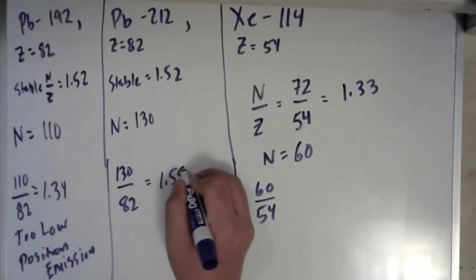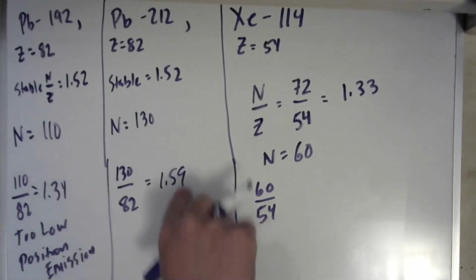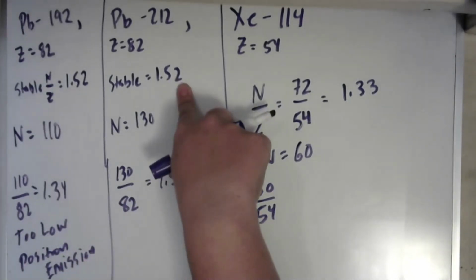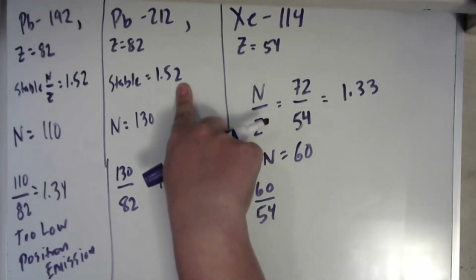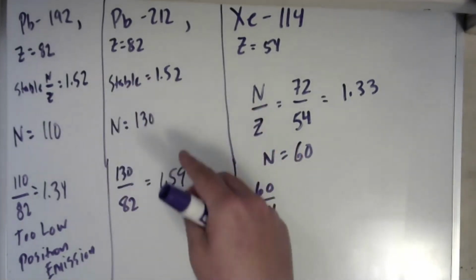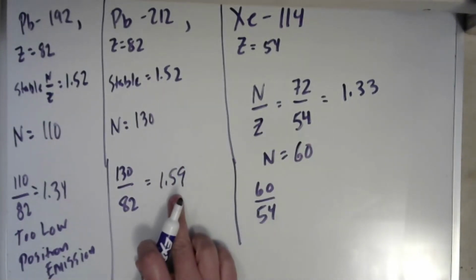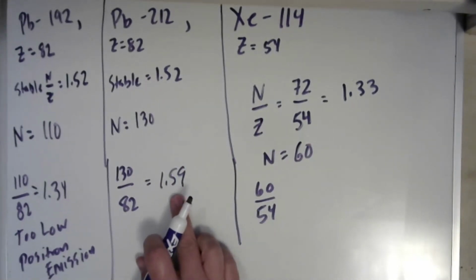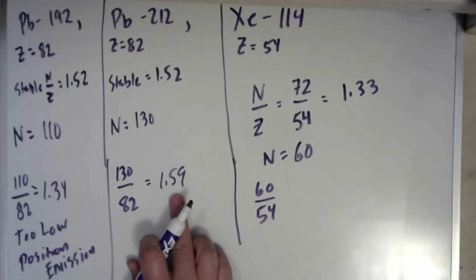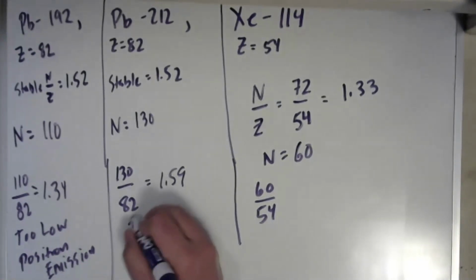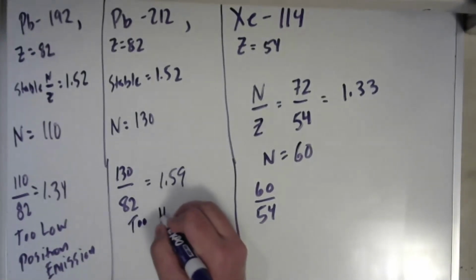For this value here, we have 130 over 82, and that's going to be 1.59. 1.59 is too high for this one, right? We said it was around 1.5, like 1.50, 1.51, 1.52, something like that. But 1.59 is a lot closer to 1.6 than 1.5. So this is still going to be too high, and it's going to undergo some beta decay.